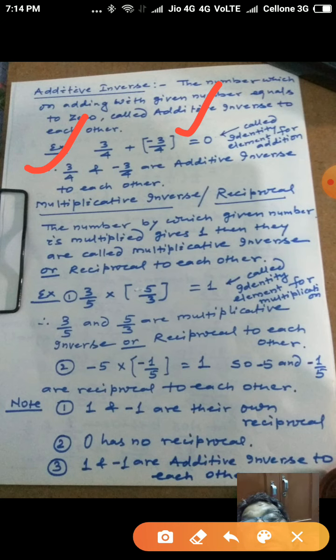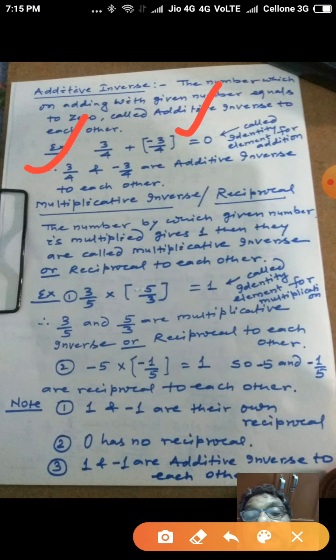Similarly, what you are observing is that for a given rational number, if the rational number is positive, then its additive inverse is negative, but the number is the same. Similarly, for a given negative number, the additive inverse will be positive and the number will be the same. For example, for minus 5 by 7, the additive inverse will be 5 by 7.